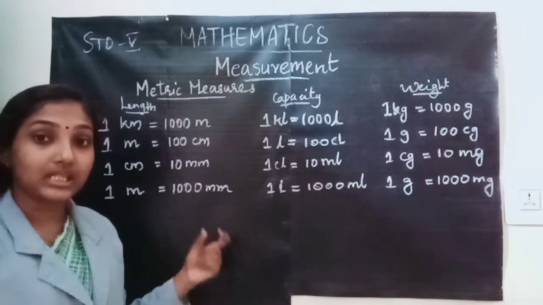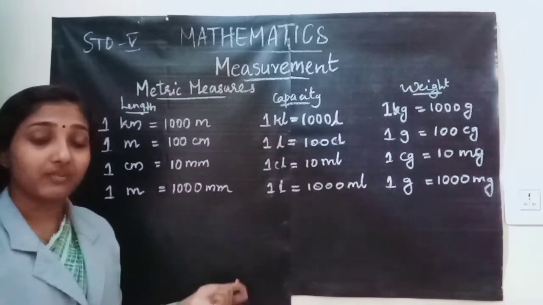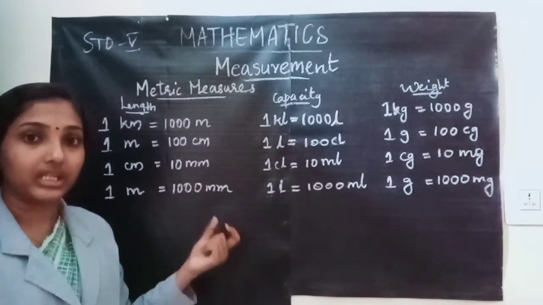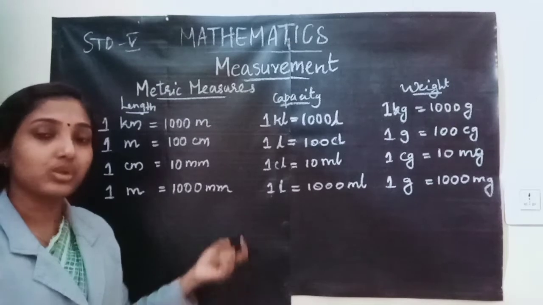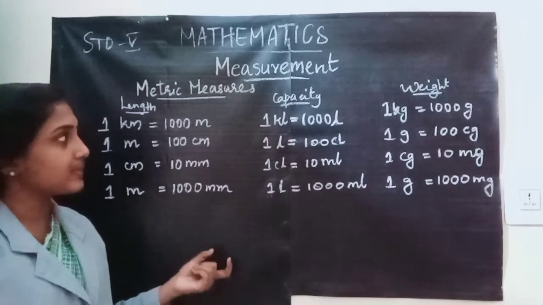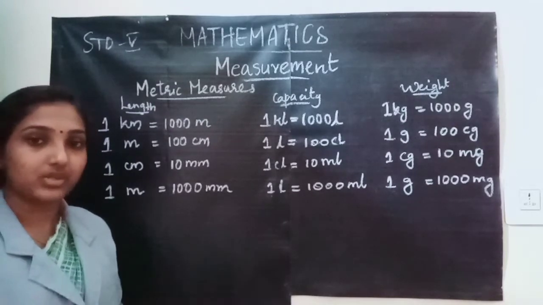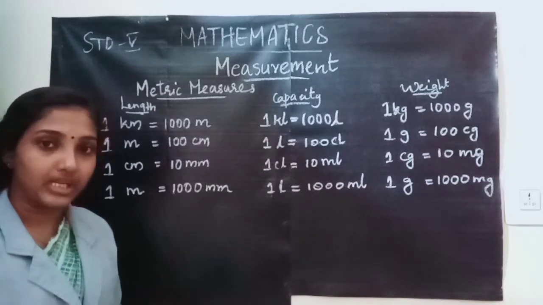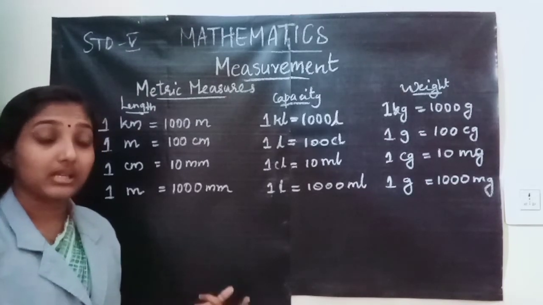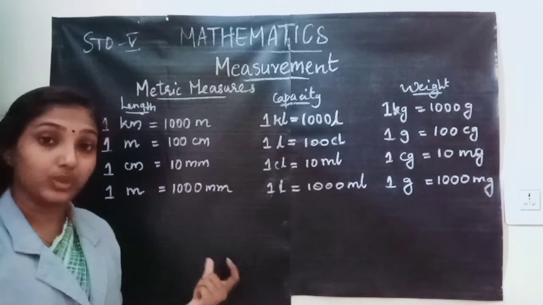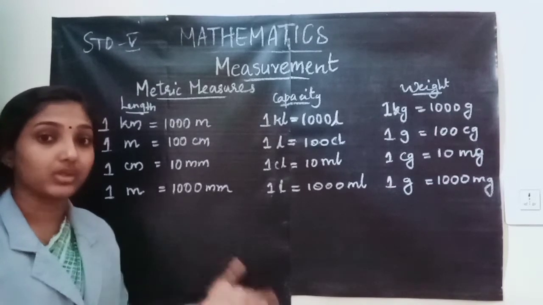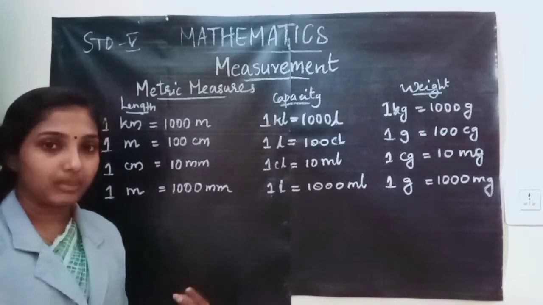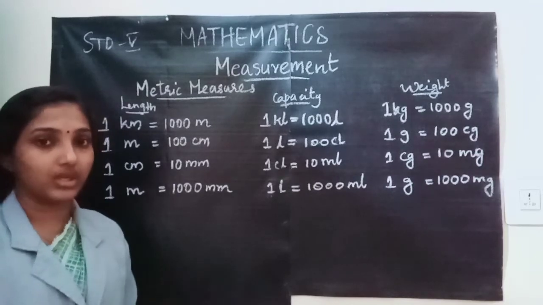Okay, so these are the metric measures we are using for conversion. These are very important. You have to keep this in your mind. All these metric measures, we have to keep in our mind, and it will help us to do the conversion of converting a bigger unit to smaller unit, or backward also, smaller unit to bigger unit.